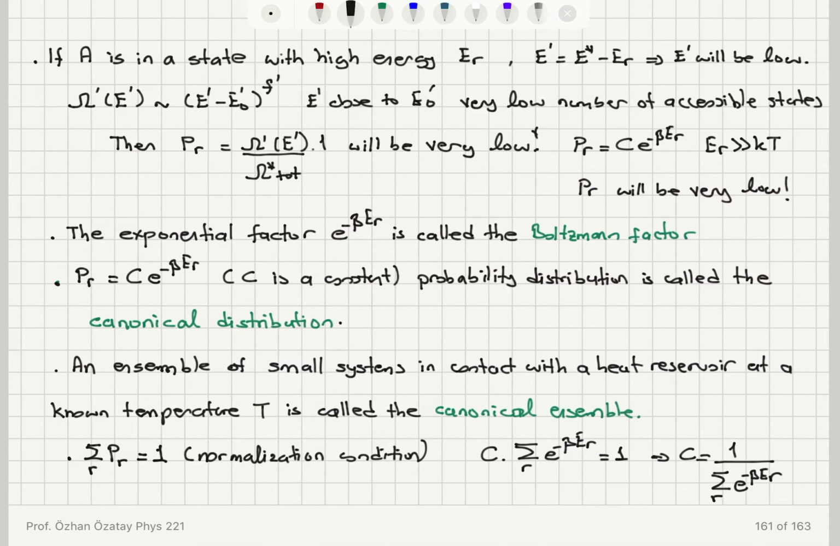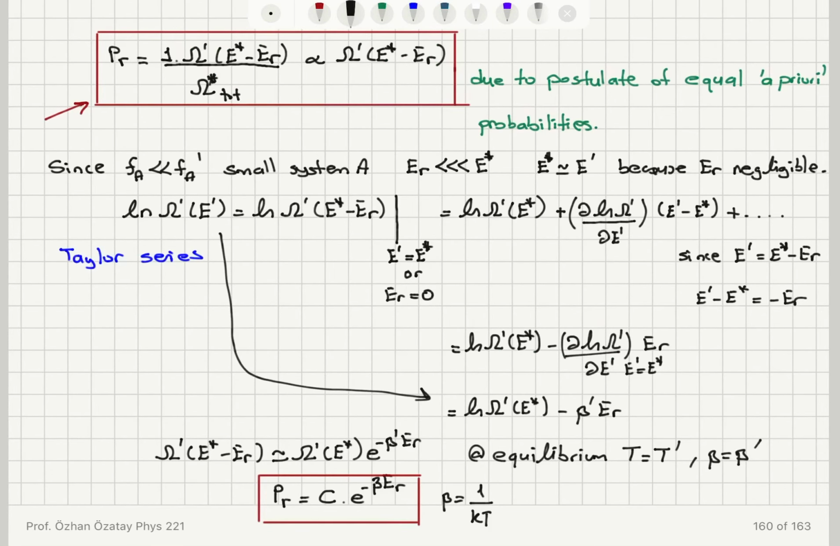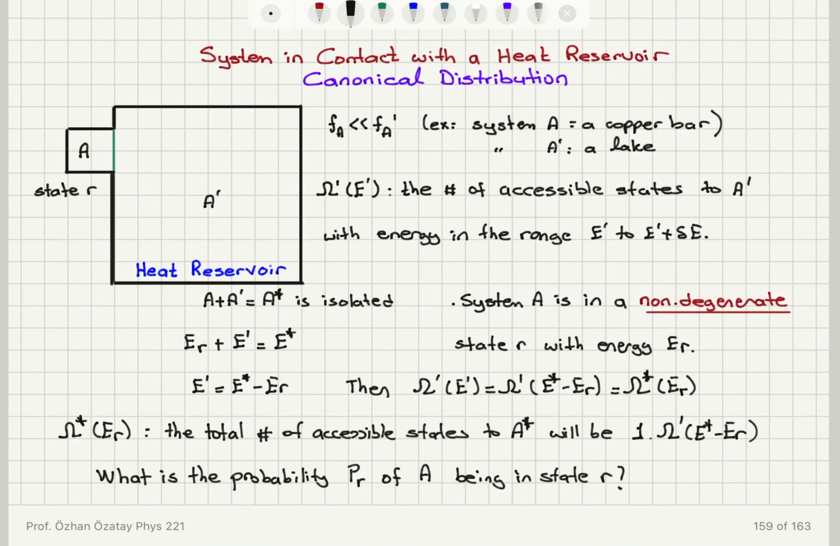So let's summarize what we said. I've considered two cases for a system in contact with a heat reservoir, canonical distribution: a non-degenerate case and a degenerate case. System A is much smaller than system A prime. The heat reservoir sets the temperature for system A. A small amount of heat transfer between A and A prime basically does not affect the temperature of system A prime. It's a heat reservoir.